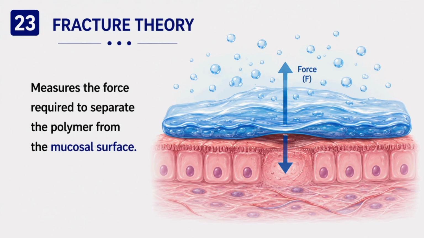Fracture theory. Fracture theory looks at the force required to separate the two adhesive surfaces. Students, imagine sticking two pieces of tape together. Now try to pull them apart. The force required for separation gives information about the strength of the adhesion here. The fracture theory is particularly useful when evaluating adhesive strength. So the keyword here is separation force.